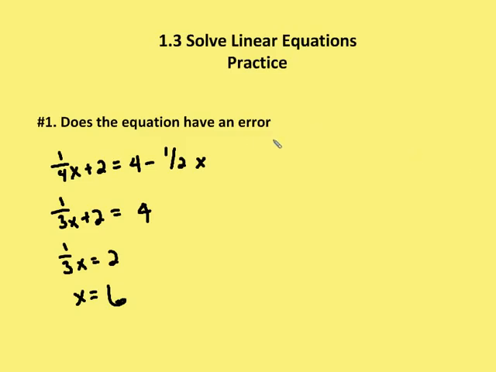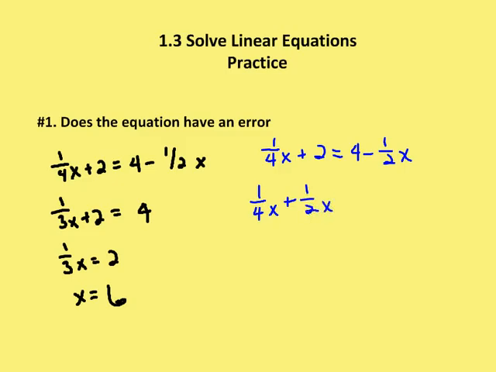Okay, so I have 1/4 x plus 2 is equal to 4 minus 1/2 x. Now I want to get the variable isolated on the left-hand side. It doesn't matter if it's the right or left, but I like it to be on the left. So I'm going to add 1/2 x to both sides of the equation, and I end up with 1/4 x plus 1/2 x.